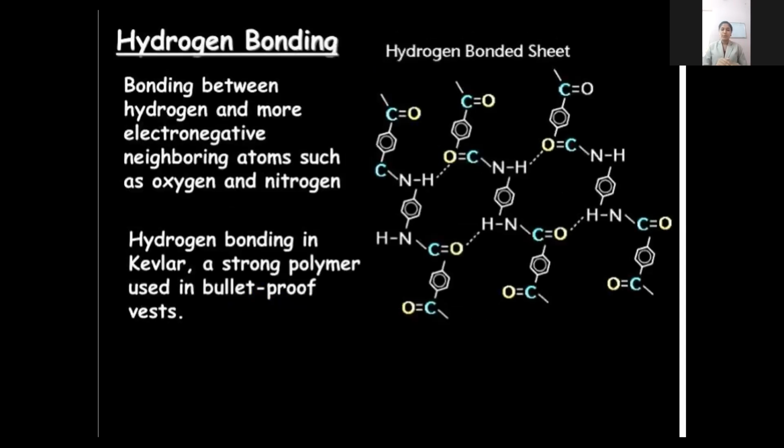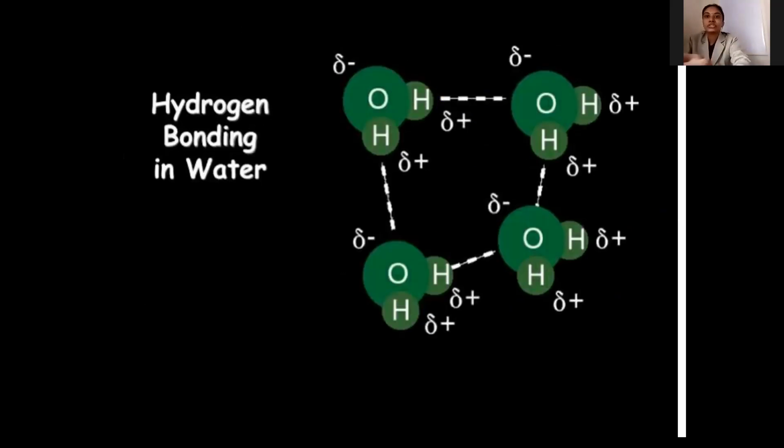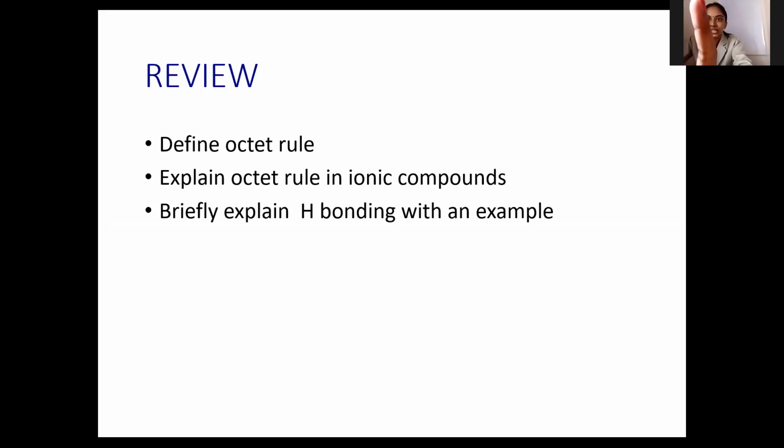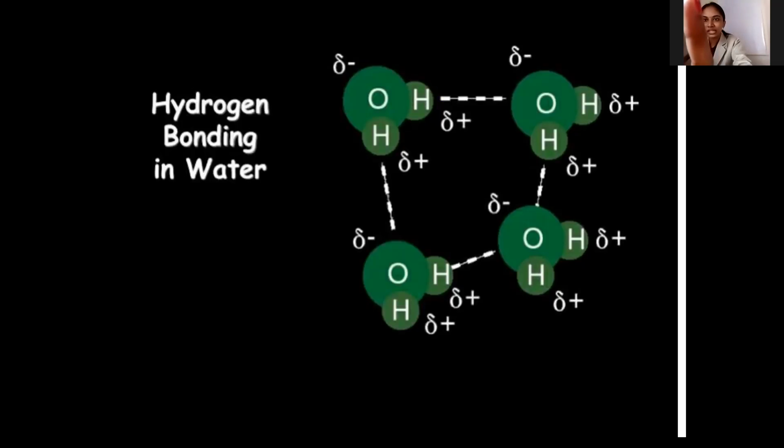Okay. So now hydrogen bonding. It is bonding between hydrogen and more electronegative neighboring atoms such as oxygen and nitrogen. Here you can see in the figure a hydrogen bonded sheet. Hydrogen bonding in Kevlar, a strong polymer used in bulletproof vests, is an application of hydrogen bonding. Hydrogen bonding in water can be seen in the figure, where you can see that the hydrogen bonding is maintained.